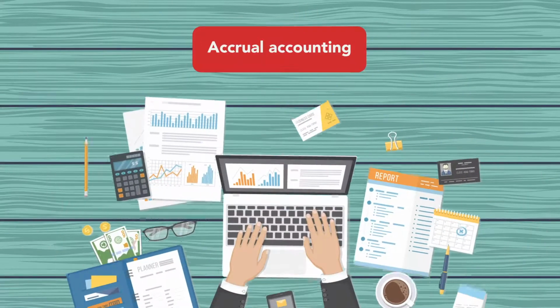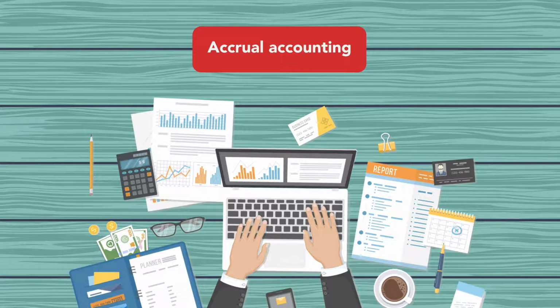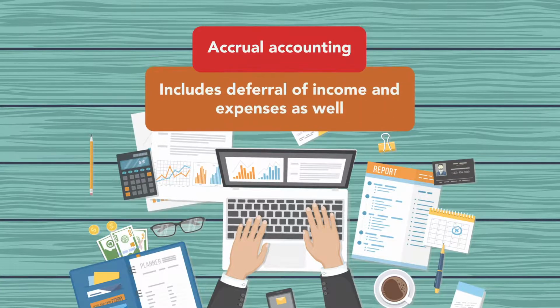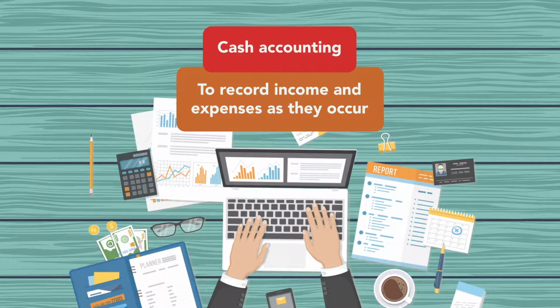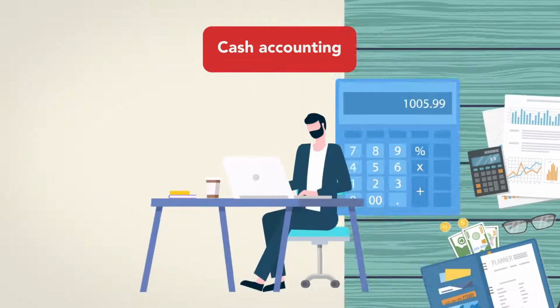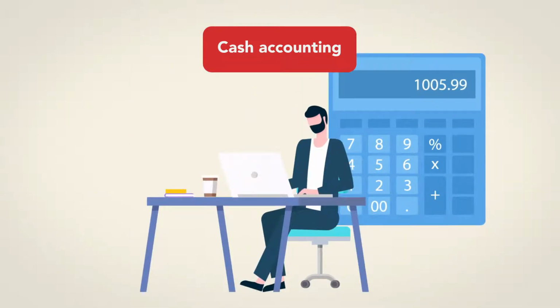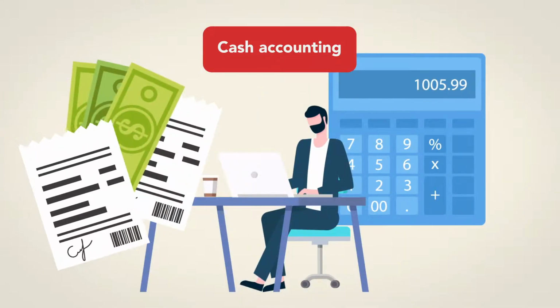Although this accounting process is called accrual accounting, it includes deferral of income and expenses as well. An alternative approach, called cash accounting, would be to record income and expenses as they occur. Cash accounting is used by individuals in preparing their personal taxes. In cash accounting, everything is tracked on a cash basis, and this is the way most people handle their personal finances.